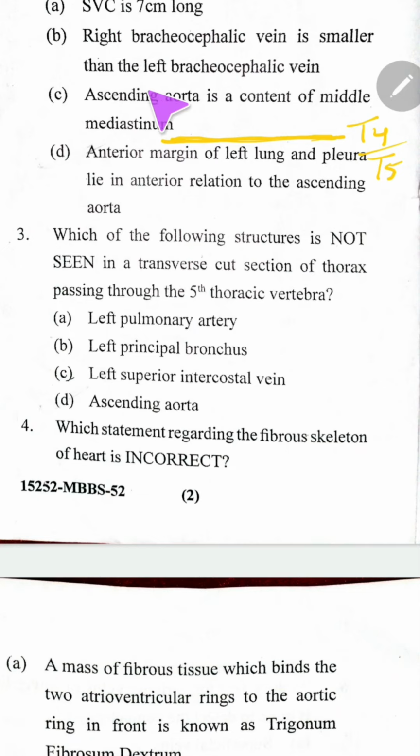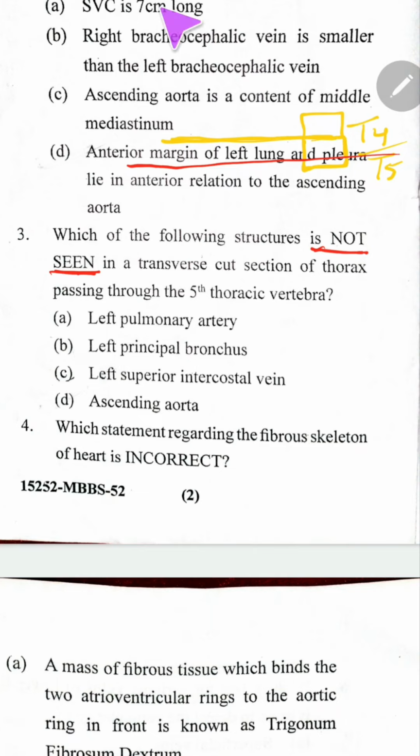That means we are talking about the section. This is T4 vertebral level and this is T5 vertebra. So they're talking about the plane passing here through T5, just below the sternal angle, and the level of sternal angle is the junction of superior and inferior mediastinum. So, not seen. What will you not find in this transverse plane passing through T5 vertebral level?